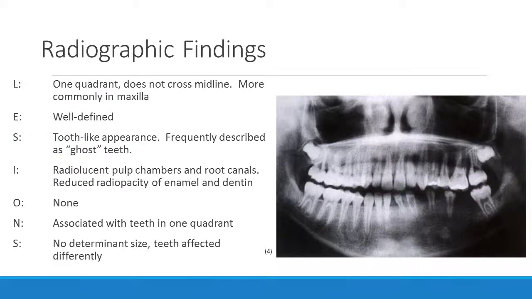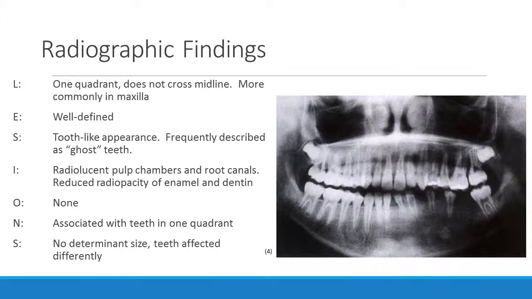Radiographic findings. Location. Found in one quadrant and does not cross the midline. More commonly found in the maxilla. The edge is well defined. Shape. Tooth-like appearance with large pulp chambers and pulp canals, short roots, and open apices. Enamel and dentin are thin and it is difficult to discriminate between, frequently described as ghost teeth.